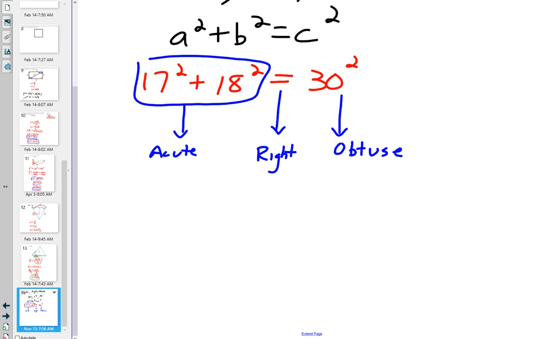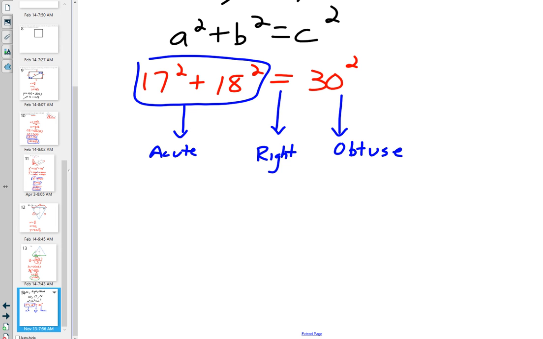Huh? It's obtuse season? I wrote it right. What are you saying? Oh, you're saying this particular one here. All right, let's find out.